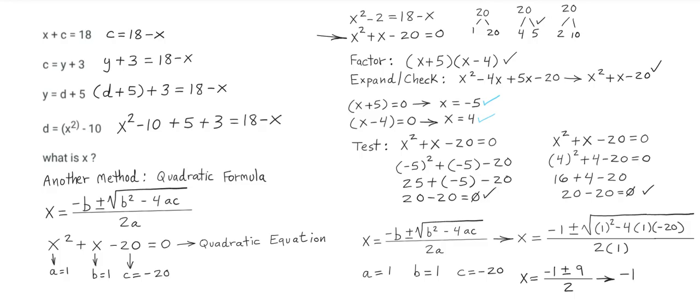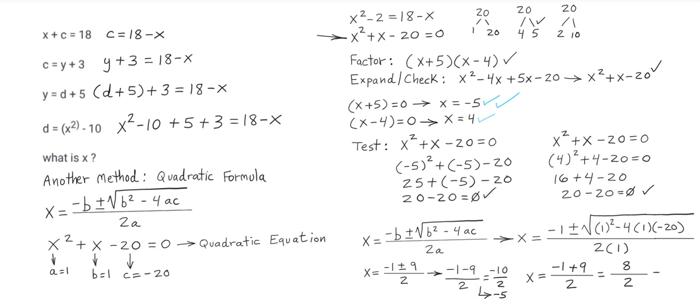But if you wanted to get the individual x's, you can just work that out. So negative 1 minus 9 over 2 is the first x, and then negative 1 plus 9 over 2 is the second x. So if we work this one out, we get negative 5. And then the same thing again: negative 1 plus 9 is 8 over 2, so we get 4.